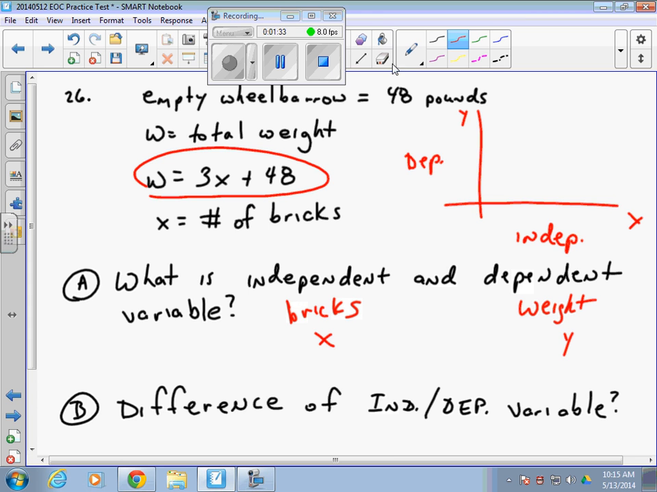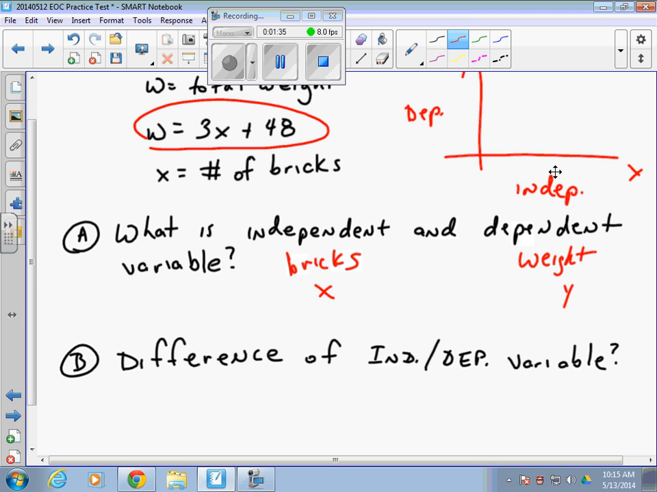And then again, just to reiterate, the difference between the independent and the dependent: the independent, for lack of a better way to say it, is independent. It means it could go up or down. The amount of bricks could go up or down regardless of the weight. The weight itself, in this case the dependent one, will go up if there are more bricks, and it will go down if there are fewer bricks. So it's dependent on it.